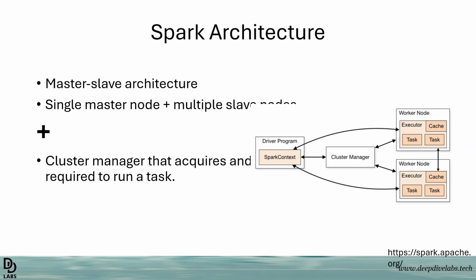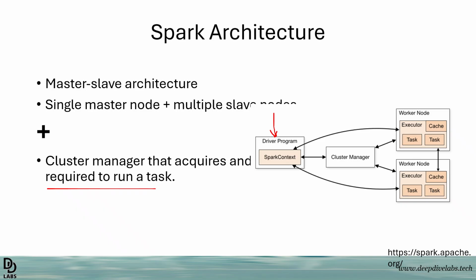So in this slide, we are going to take a look at the Spark architecture. The Spark architecture is a master-slave architecture that consists of a single master node plus multiple slave nodes. There is a driver program that runs the main function and executes the parallel operation on the worker nodes. So you essentially write your program, which becomes your driver program. The driver program manages all the worker nodes. The master-slave setup takes care of the cluster manager that acquires and allocates resources required to run a task.